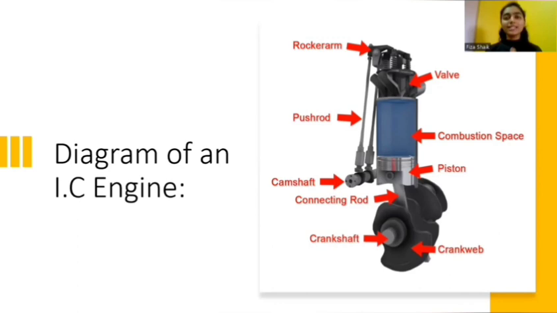And this is how an IC engine looks. At the top is the rocker arm, which is connected to the push rod and camshaft. And at the top, there is a valve, which is of two types: one is the intake valve and the second is the exhaust valve. The blue region below the valve is known as the combustion space, where the air-fuel mixture will be present. Below that is the piston, which is connected to the connecting rod, then the crankshaft and crank wheel. We will discuss the parts of the IC engine briefly in the next slide.